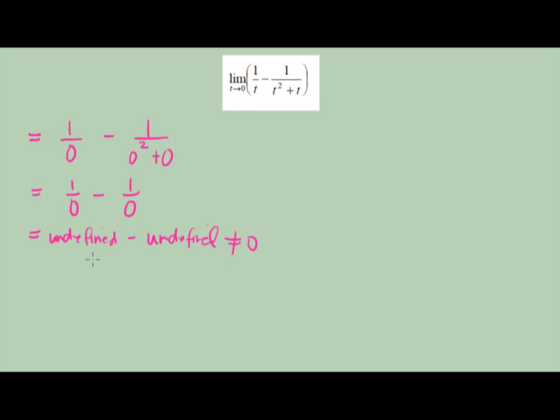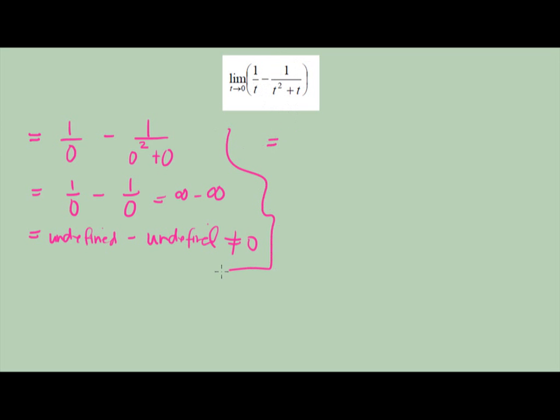But if we result in an undefined minus undefined, it means you need to simplify the function before you get the limit. In some books, you will see this undefined minus undefined as infinity minus infinity, coming from 1 over 0 minus 1 over 0. So how do we get the limit of 1 over t minus 1 over t squared plus t? As we have said, we need to simplify the function.